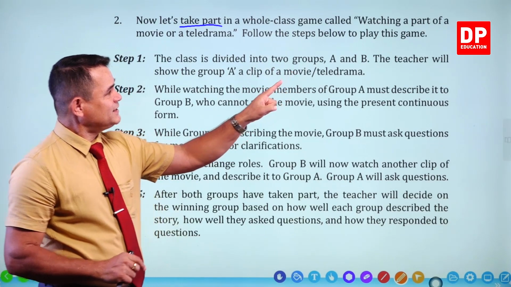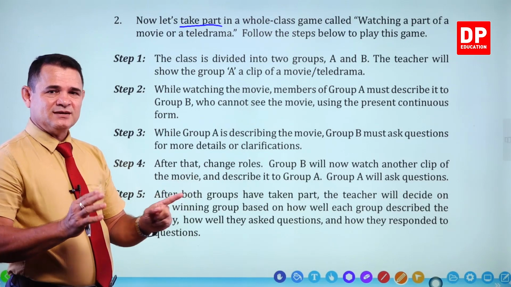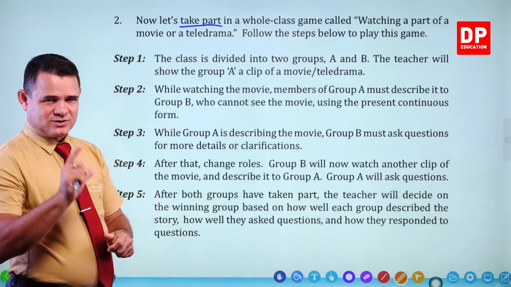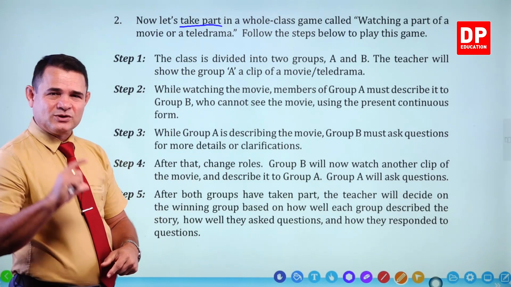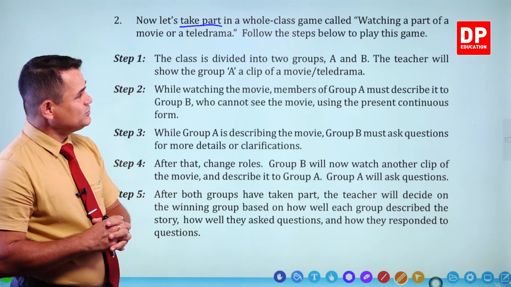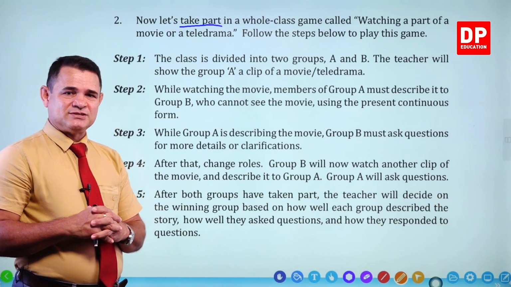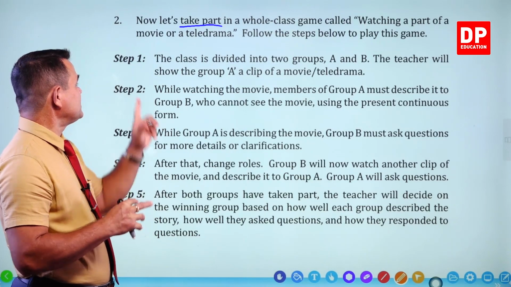It is watching a part of a movie. Part of a movie, or a part of a teledrama, a small part. Follow the steps below to play this game. Right? First one here, step 1.